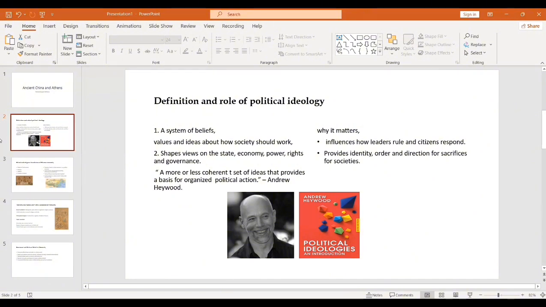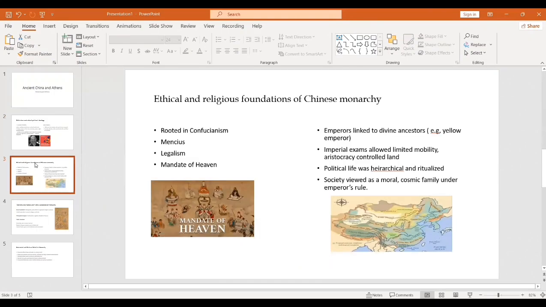For the second slide, we will see the ethical and religious foundation of Chinese monarchy. The Chinese monarchy was supported by strong ethical and spiritual foundations. Philosophies like Confucianism emphasized hierarchy, moral leadership, and family order. Mencius added the idea that a ruler must be virtuous to retain power. Legalism supported strict control and discipline. At the heart of it all was the Mandate of Heaven, a divine approval that justified the emperor's rule. If disaster occurred, it was seen as heaven withdrawing that mandate.